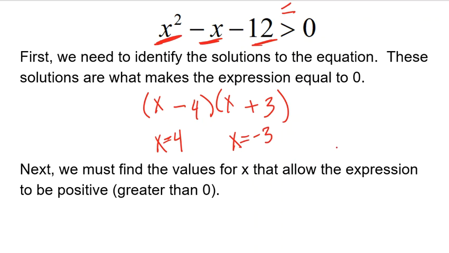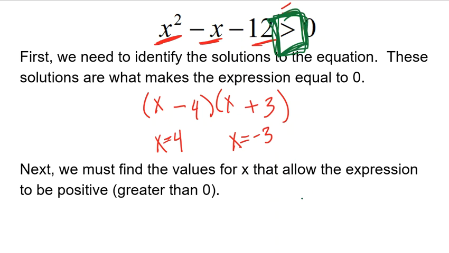But the solutions are where we make a switch from being positive or being negative, right? So the next thing we need to do is find the values for x that allow the expression to be positive, greater than 0. Because that's what the question says: where is x squared minus x minus 12 greater than 0? That's a greater than sign right there that I'm boxing up. Greater than 0 means positive. Where are we positive?